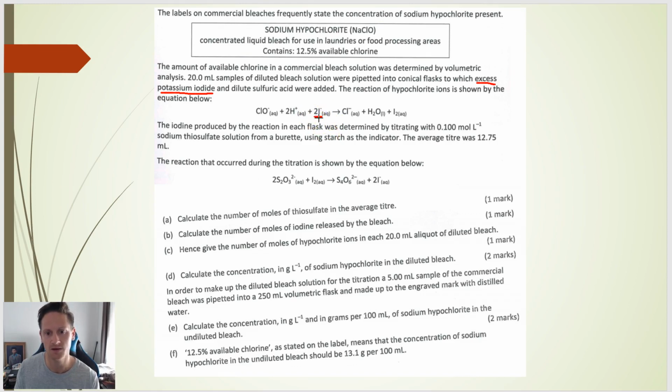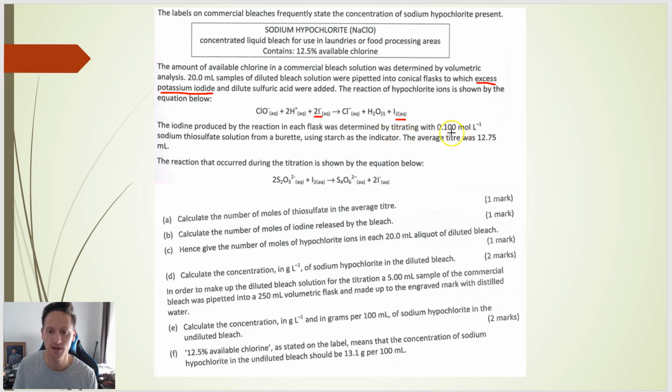So you've got your iodide ions here. That's the reagent in excess. What's actually happening here is it's being converted to something different. So this is the reaction of the hypochlorite ions, and the iodine produced in the solution, which was determined by titrating. This second equation down here is the titration.